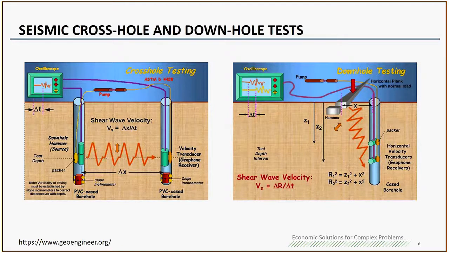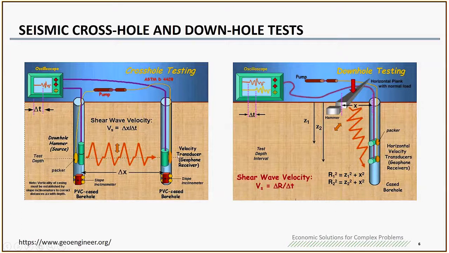This slide just demonstrates the seismic cross-hole and downhole tests. For the cross-hole test, you need to drill at least two holes. Then you put your seismic source in one hole, and make sure your receiver is at the same level.